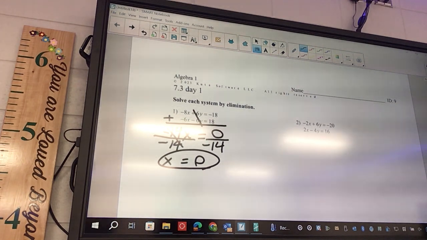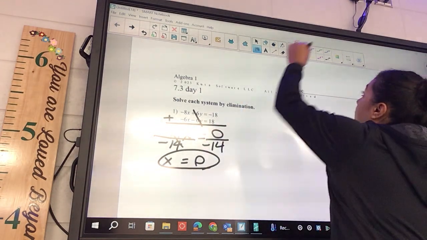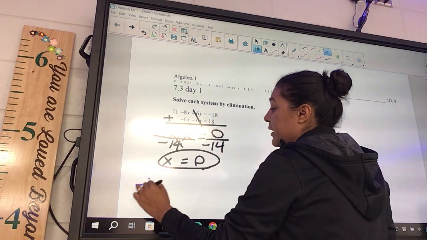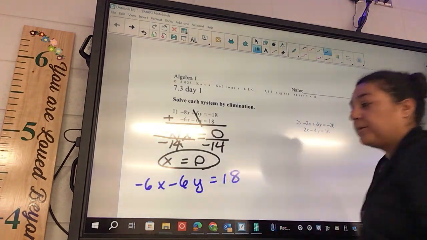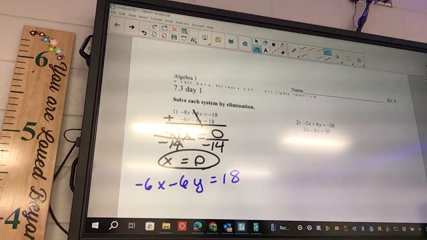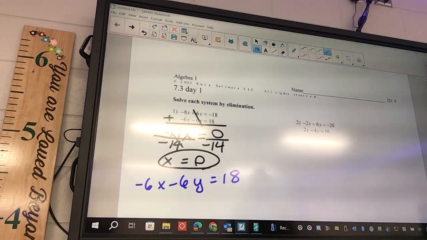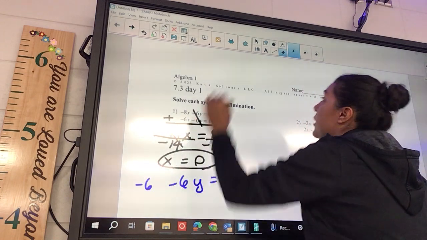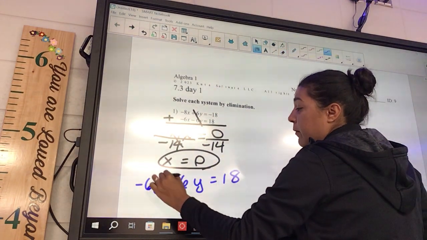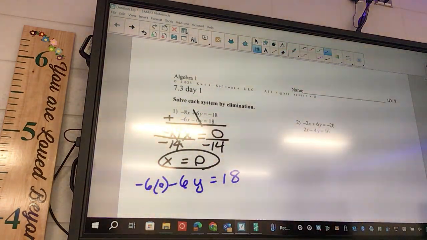Okay, so if equation 2, we're going to write that one down. So -6x minus 6y equals 18. Okay, however, instead of the x, what do we know x to be now? 0. Okay, so I'm just going to use my eraser. If you want to rewrite it all with the 0, you can. So instead of this x being here, it's going to be 0. Then we solve.